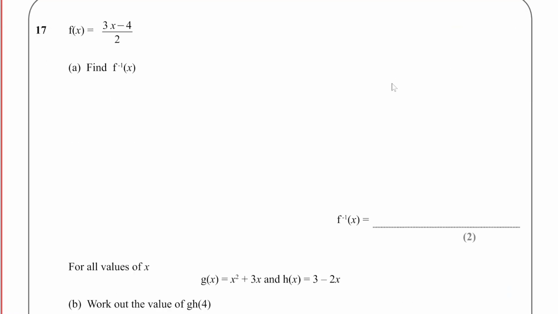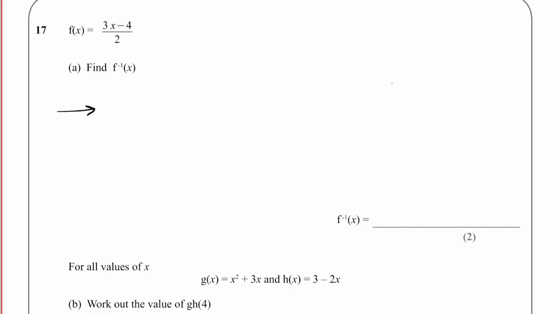f of x is (3x minus 4) over 2. Find the inverse function, f minus 1 of x, the inverse function of f. So the opposite of f, you can think of this as a function machine. If you start with x, what do you do with it?